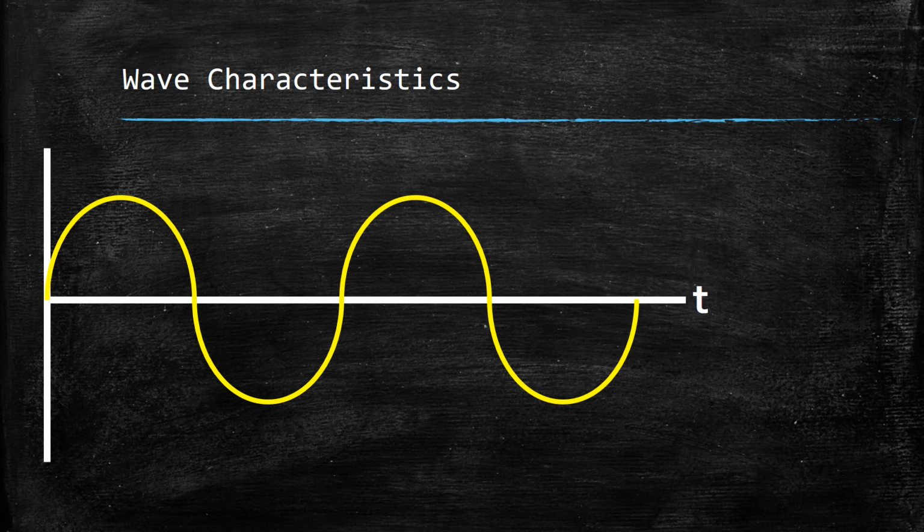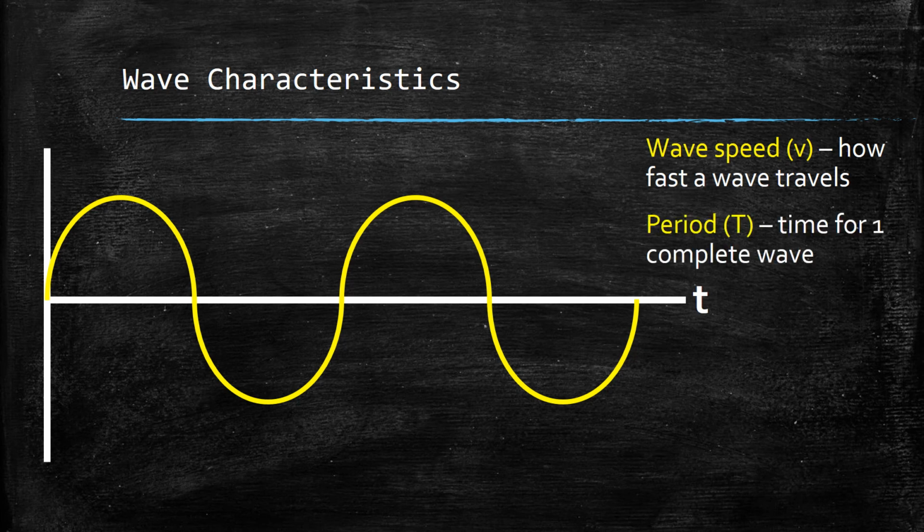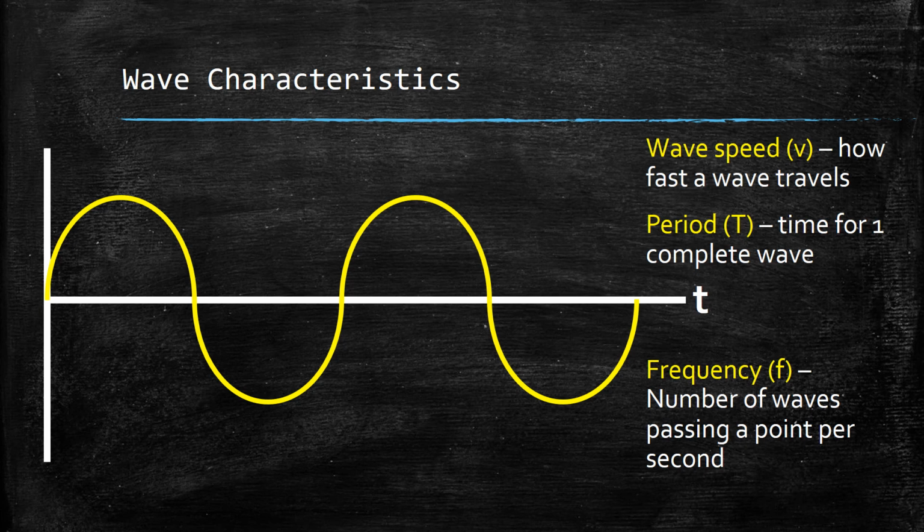So let's summarize that a little bit. Wave speed is how fast a wave travels. The period is the time for one complete wave. And the frequency is the number of waves passing a point per second.